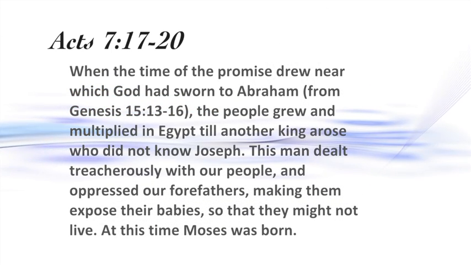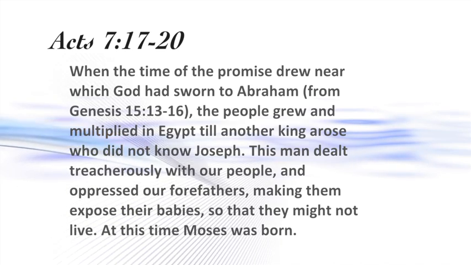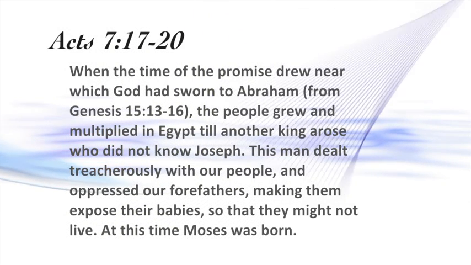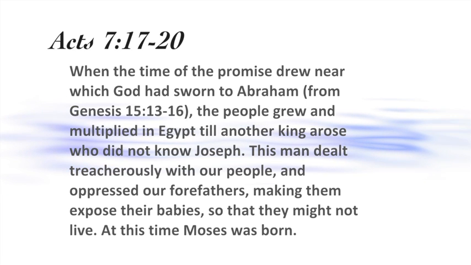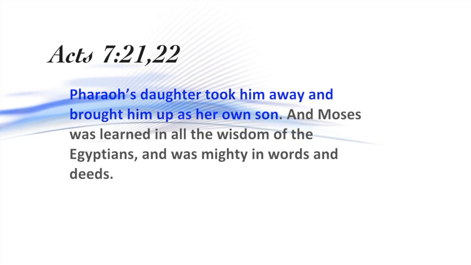Notice that this proves that the common idea that the slavery in Egypt lasted for 400 years is completely wrong, because actually it started shortly before Moses was born. Therefore, it must have been less than 100 years in all. Moses was brought up in the royal palace as an Egyptian prince. Acts 7:21 and 22 points this out.